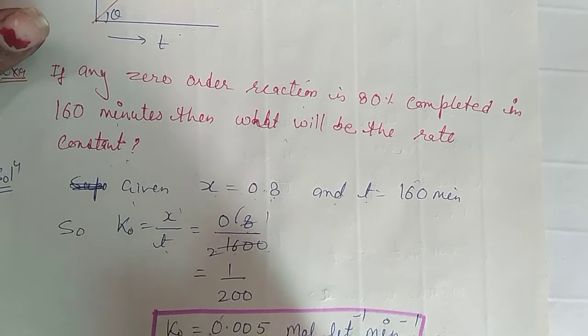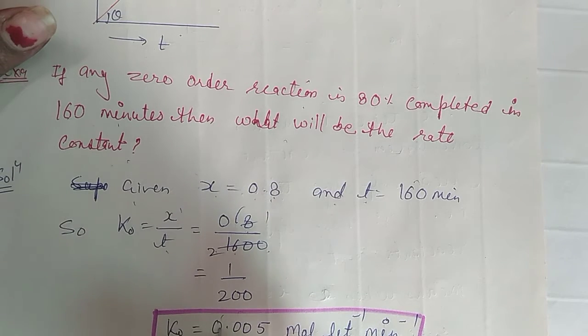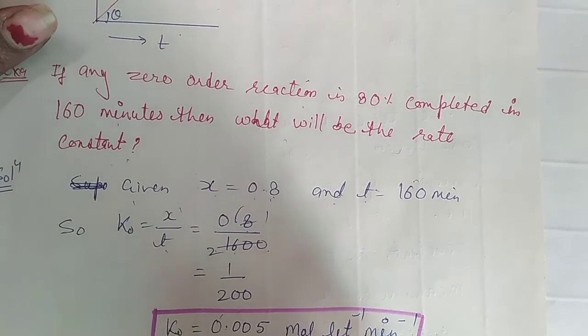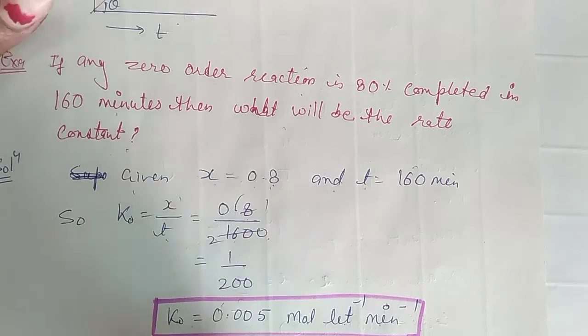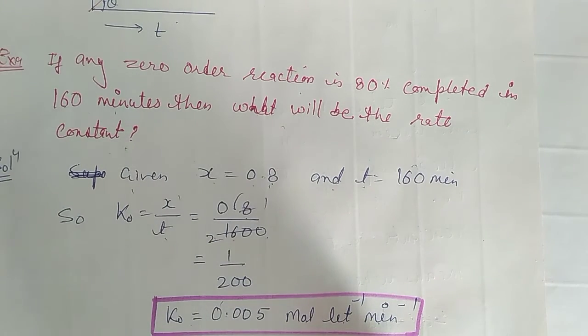Then the rate constant will be 0.005 moles per liter per minute. It is the answer. Clear? These are the zeroth order reactions.